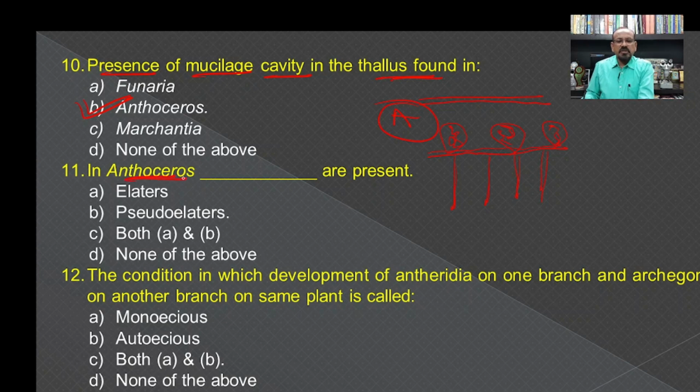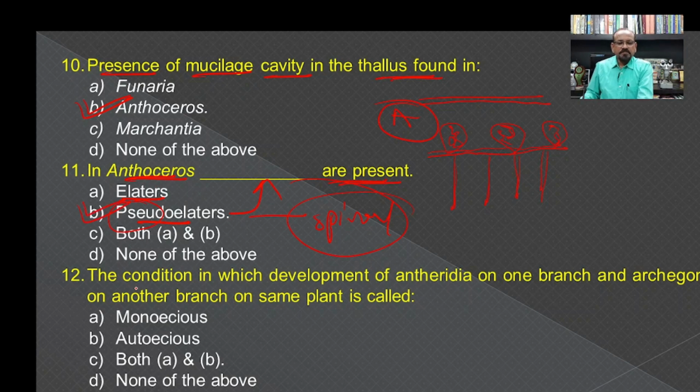Then, in Anthoceros the dash are present. So the elaters and the pseudo-elaters. In Anthoceros there is presence of pseudo-elaters, and they are known as pseudo because the spiral thickening in these elaters is found to be absent, and hence B will be the correct answer for this question.